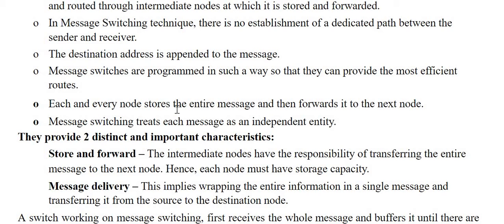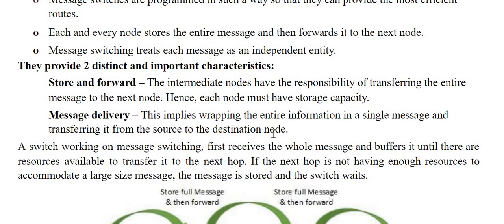So each and every node stores the entire message. Okay, so they will store the entire message and then they will forward it to the next node. So message switching treats each message as an independent entity. Okay, so they are not divided, they are a complete message. So there are two distinct important characteristics of message switching. So they are store and forward. So as I told, if there are two nodes, they work on the principle of store and forward.